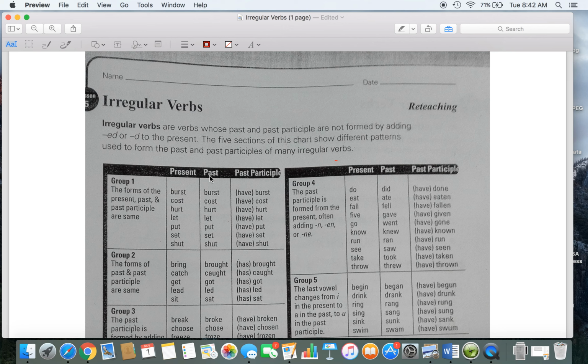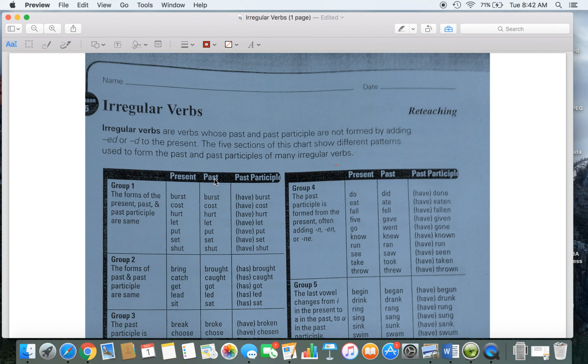Usually for past verbs, we add ed, right? E, D, okay. But they're irregular because the word changes in an unusual way or it doesn't change. Past participle are also different in this category.